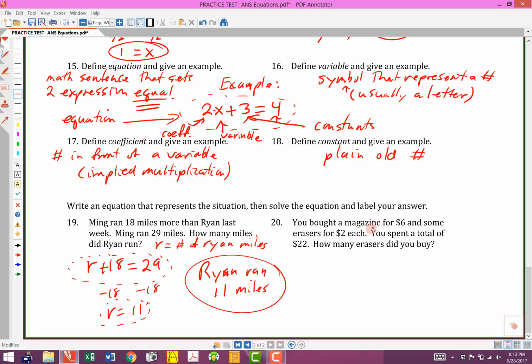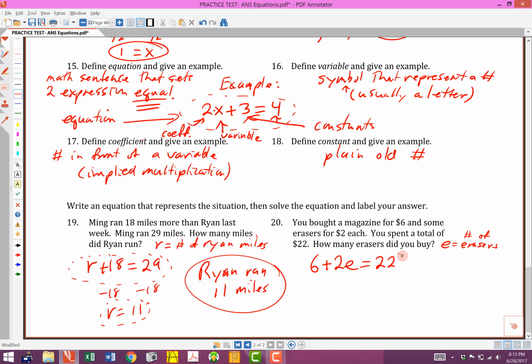Okay, last little bit. You bought a magazine for $6 and some erasers for $2 each. You spent a total of $22. How many erasers did you buy? So since that's the question, we're going to say E equals erasers. We could even say number of erasers. Okay, so you went in the store, you bought a magazine for $6 and then some erasers for $2 each. So $2 for each eraser. If you bought one of them, it would be $2. Three of them would be $6. Five of them would be $10, and so forth. And then the total that we spent was $22.